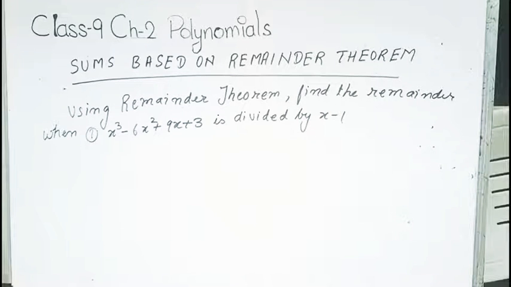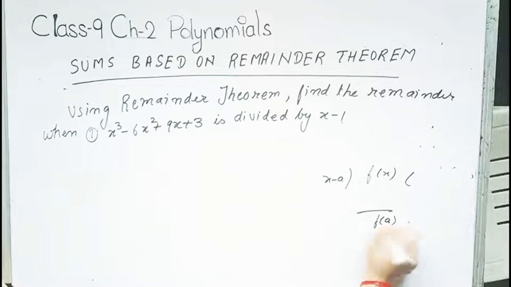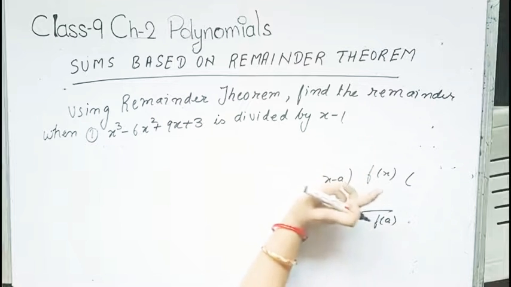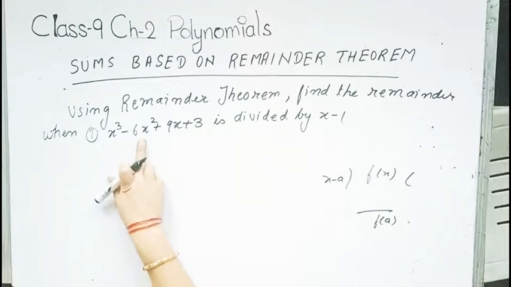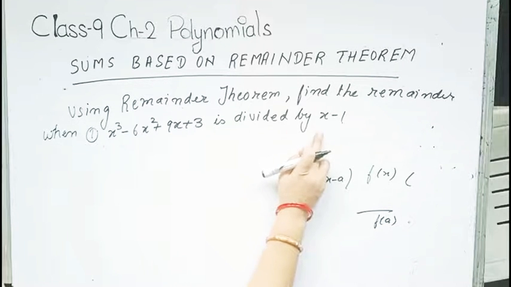Hello students. Now let us go to the topic of the sums based on remainder theorem. Right now we have done remainder theorem. What remainder theorem says is that f(x) when divided by x minus a, the remainder is f(a). Remember that. Now here the question says that using remainder theorem, find the remainder when this polynomial x cube minus 6x square plus 9x plus 3 is divided by x minus 1.